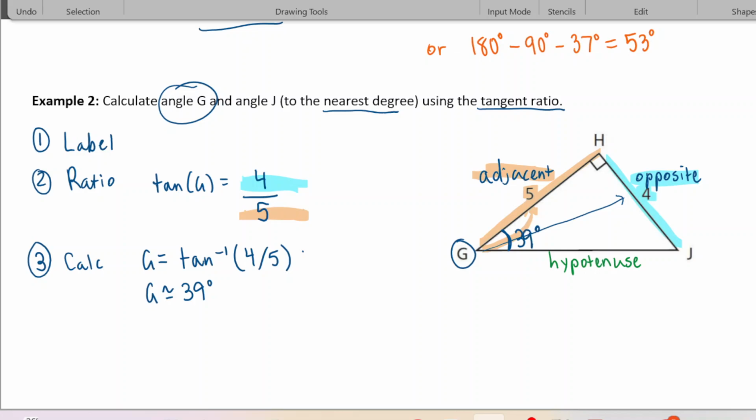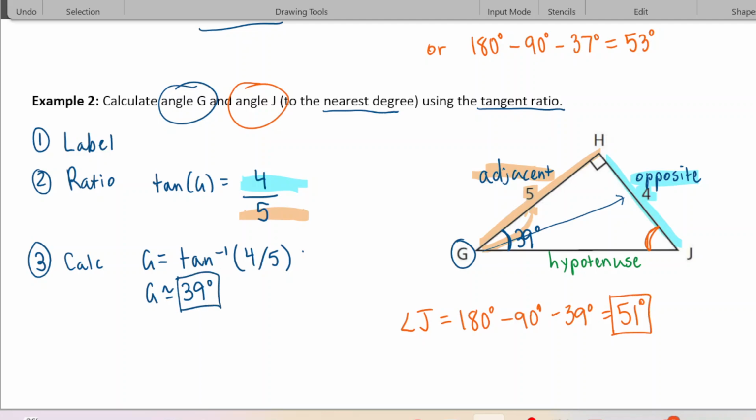Now the question also says find angle J. So we also want to find this angle. Now the fastest way to do that, because you don't really want to relabel everything and calculate again, is you can just use that subtract from 180 rule. So I'm going to now find angle J, and I'm just going to subtract from 180. So 180 minus 90 minus 39, and I get 51. So those are my two answers, 39 degrees and 51 degrees.